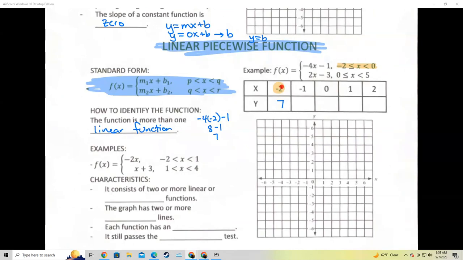Because negative 2 belongs to this set, and there's an equal sign on the negative 2, that means negative 2 is part of my set. So when I do negative 2, I get to fill in the circle at 7.